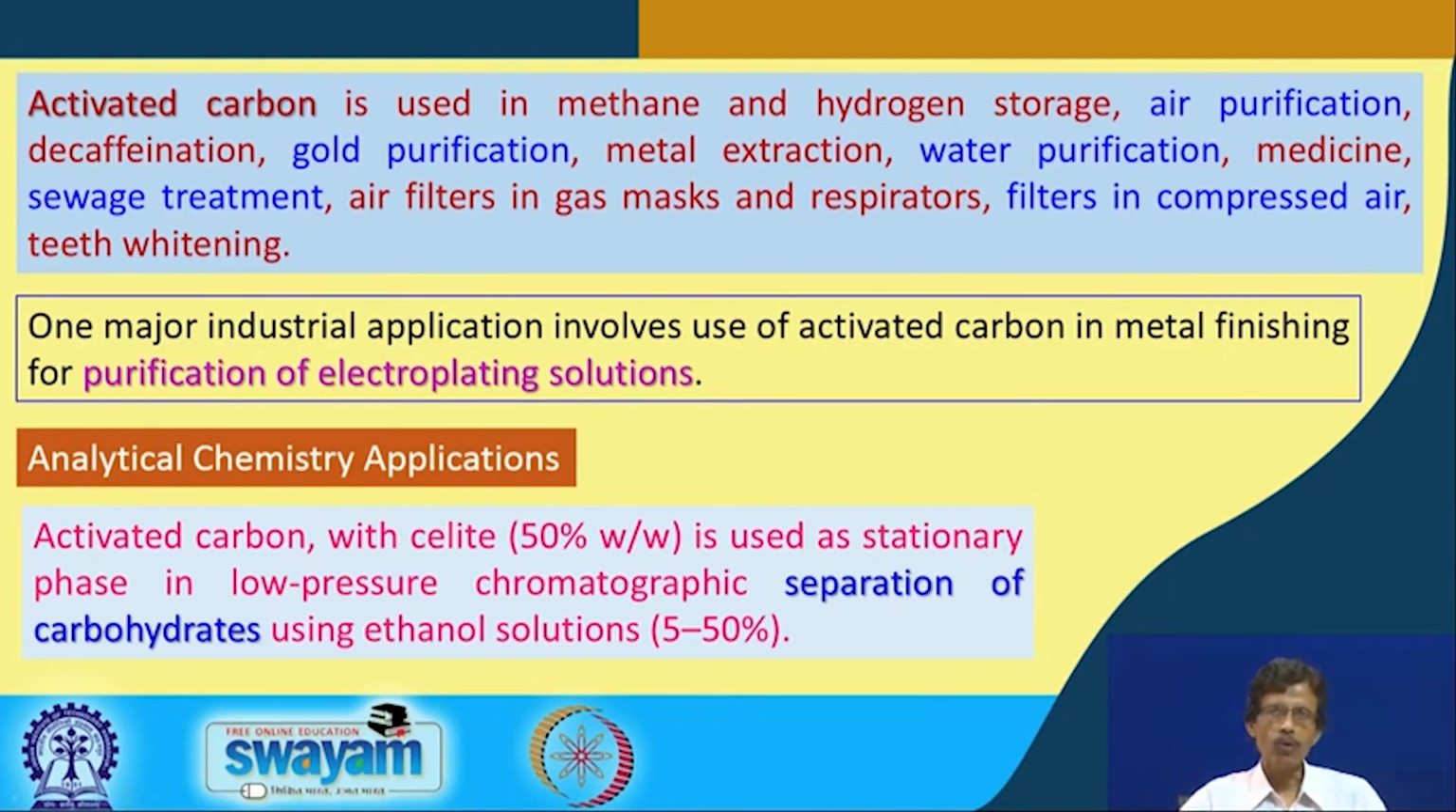using an eluent, which is your ethanol solution in the range of 5 to 50%, depending upon the concentration of that mixture of the carbohydrates taken for separation.